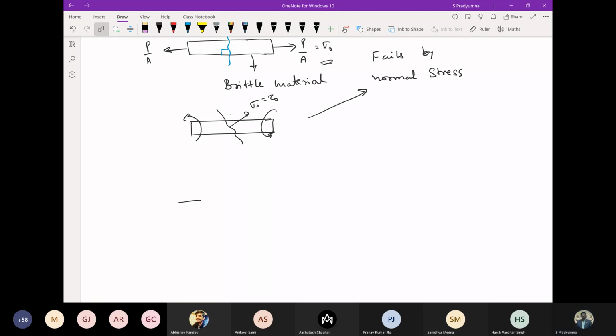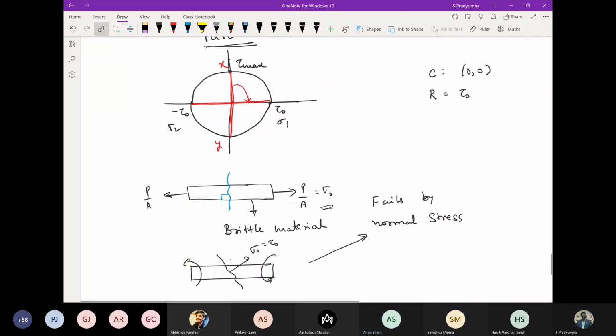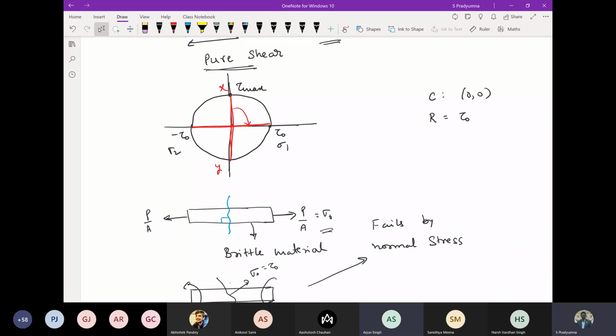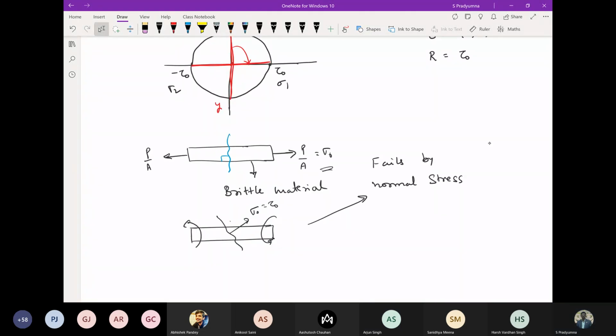Sir, I'm not able to understand how, when a brittle material is breaking at a 45-degree angle, we are still saying it is normal stress behind it. Okay, so pure shear means, for example, if a brittle material is twisted, right? This is the case you are asking.